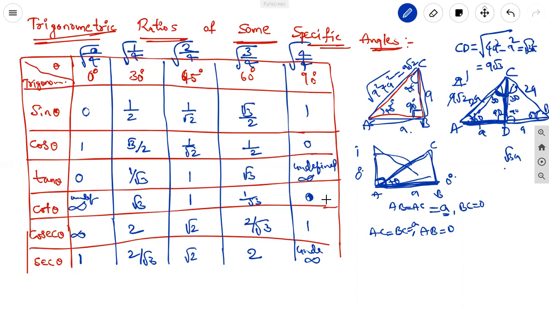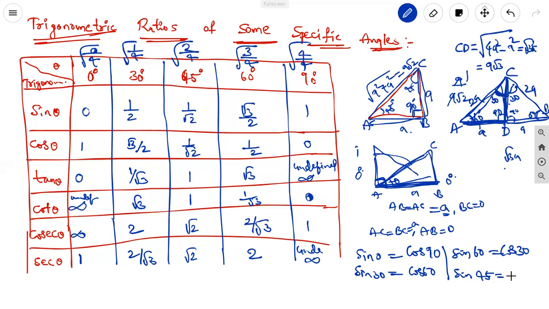If we know these values, that is nothing but sine 0 is equal to cos 90, sine 30 equal to cos 60, sine 60 is equal to cos 30, and sine 45 and cos 45 are both equal. If you remember these two horizontal rows, then you can easily write the other values also. Why? Because dividing sine by cos, you get the remaining values.